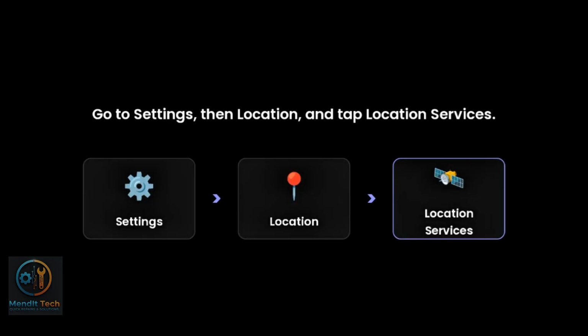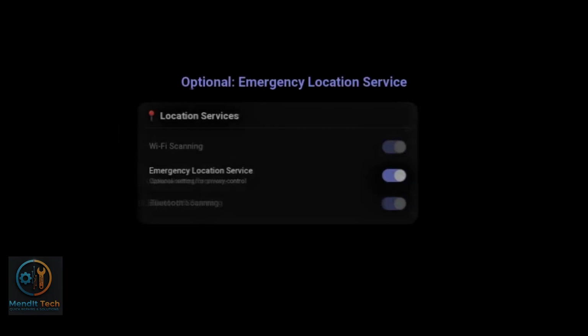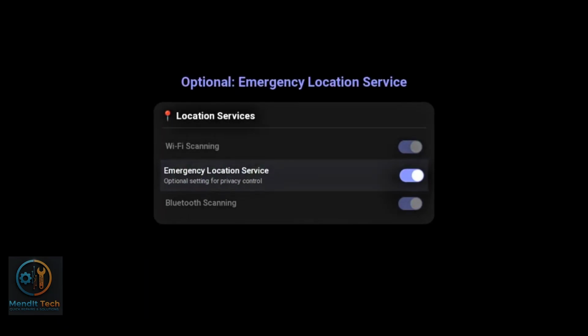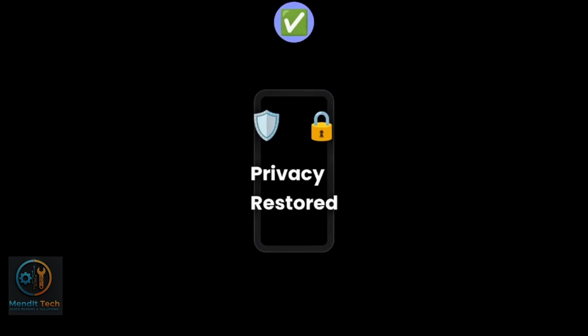Google Location Accuracy stops the phone from using Wi-Fi and Bluetooth for precise tracking. Wi-Fi scanning and Bluetooth scanning. Disable these to prevent background location checks. Emergency Location Service. Optional, but you can turn it off if you don't want automatic tracking during emergencies. Now your phone won't constantly ping your exact position.